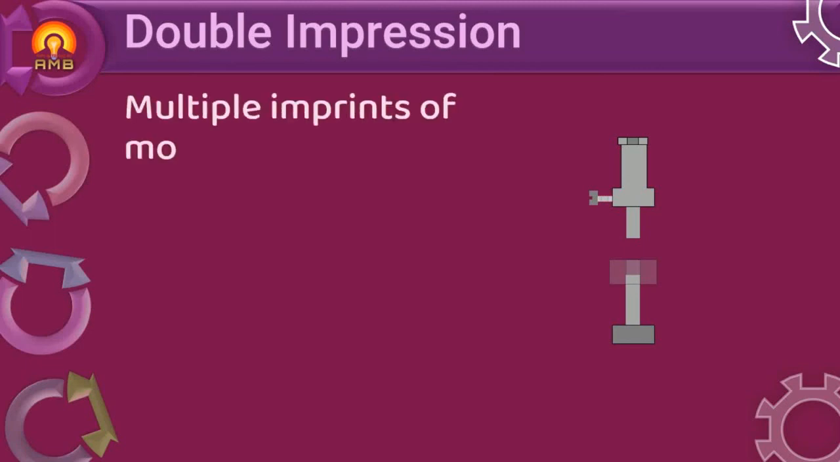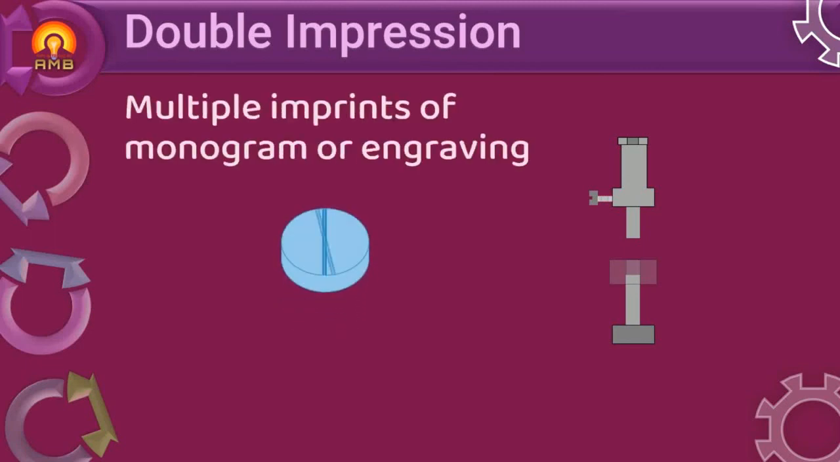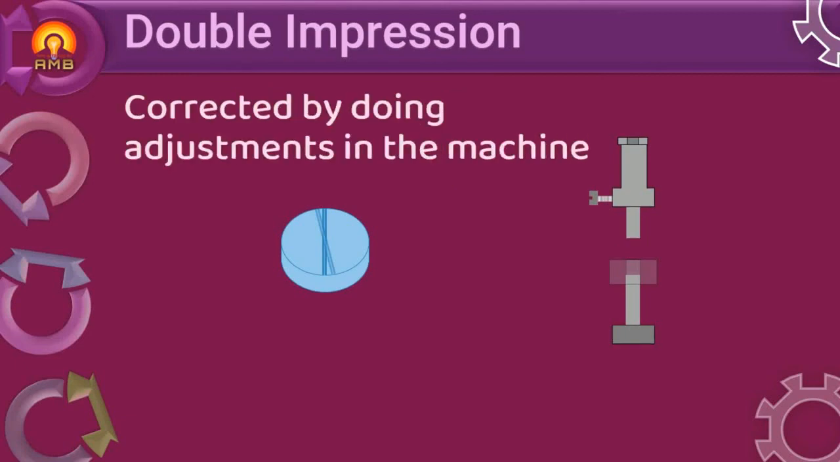This defect occurs when the lower punch has a monogram or some other engraving on it. During compression, the tablet receives multiple imprints of the monogram or engraving on the punch. Due to some changes in the adjustment of the machine, the lower punch moves slightly upward before ejection of the tablet and gives a second but light imprint on the tablet. This defect can be corrected by making adjustments in the machine to control the undesirable movements of the lower punch.